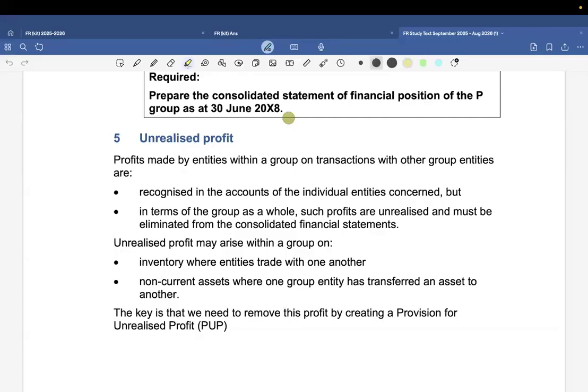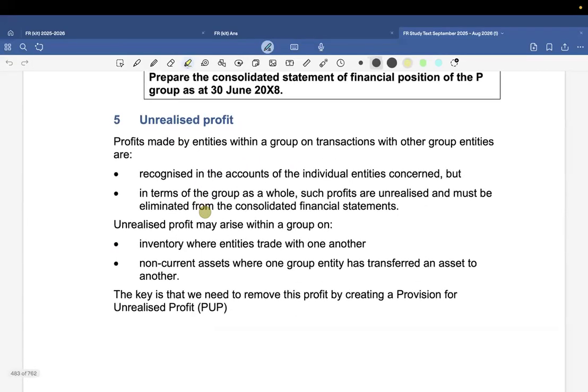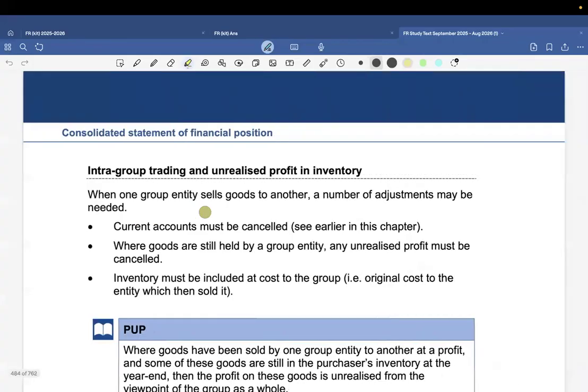Okay. Before taking SOPL, I'm just going to take unrealized profit again. So unrealized profit, URP. We say URP here; in Kaplan they say PUP, right? So all the profits made by the entity with the transactions that they have between them is called unrealized profit.